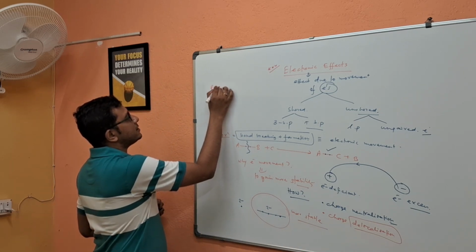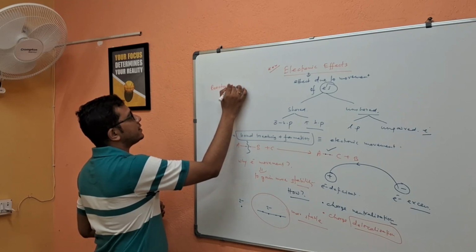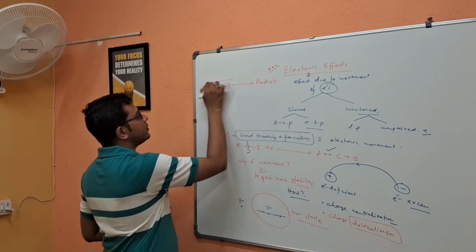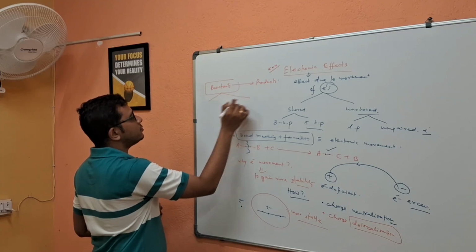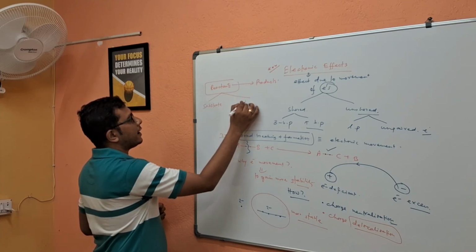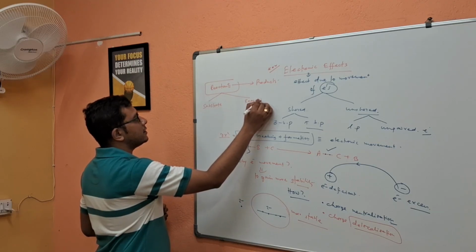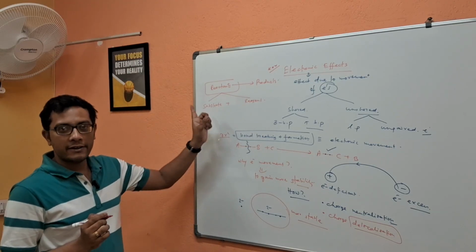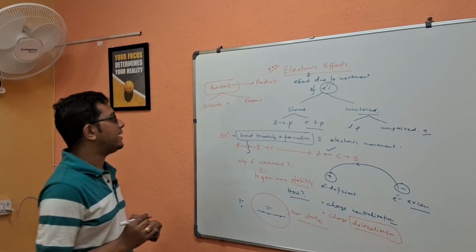Okay, now I'll give you another example. Let's say in a reaction, what happens? We get products from reactants. Now we can classify the reactants into two categories: substrate and reagent. Reactants can be classified into two categories: substrate and reagent. Based on what? I'll tell you.